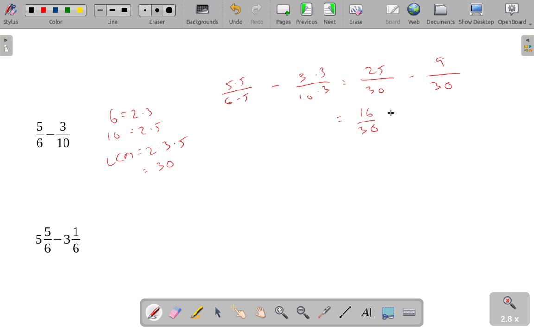And then I'll just reduce my fraction. There's a common factor of 2, giving me 8 over 15. 8 is just 2 times 2 times 2. There's no common factors between that and 15, so this would be lowest terms here, 8 over 15.